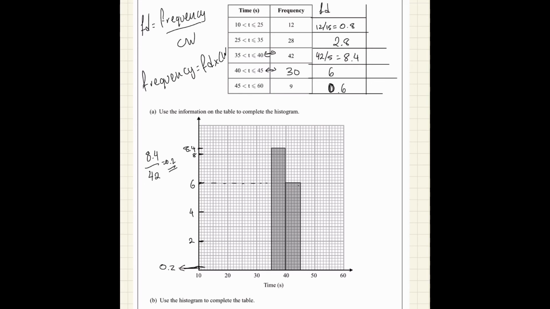So the first one goes all the way up to 0.8, which would be here. So 0.8, and the class width is 10 to 25. So it goes all the way up to here. First one down. Next one is 25 to 35 and 2.8. And the last one, because we've done the other two already, is 0.6, 45 to 60 goes to 0.6. Okay, so that's all we had to do for this question.